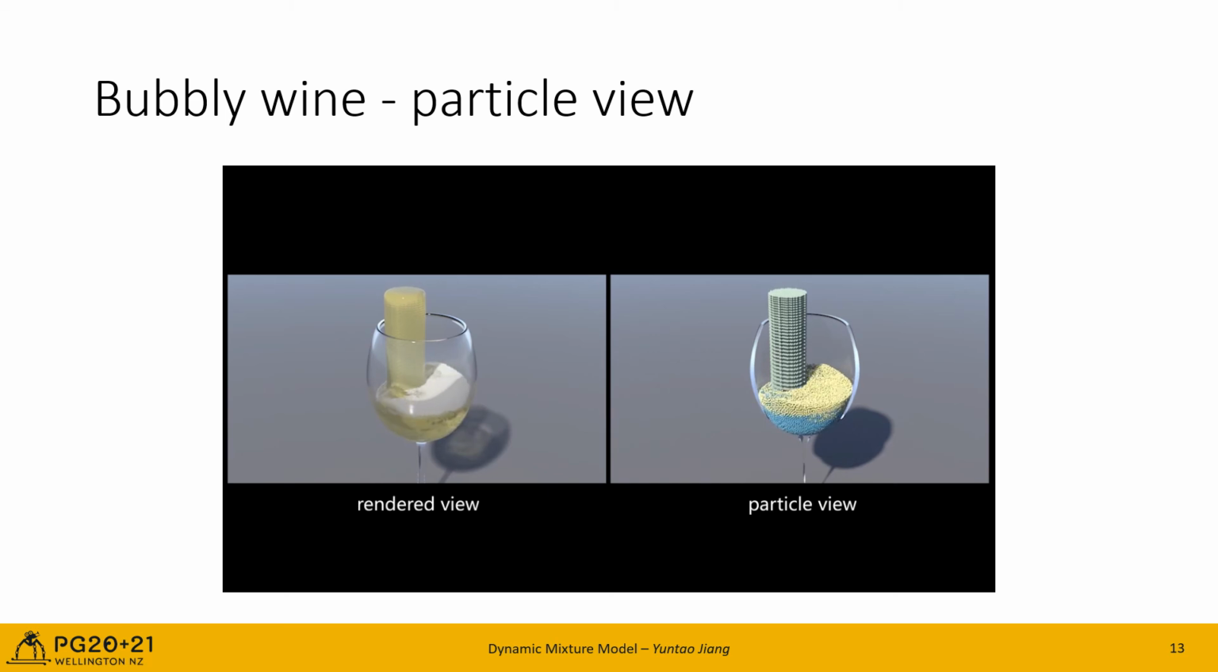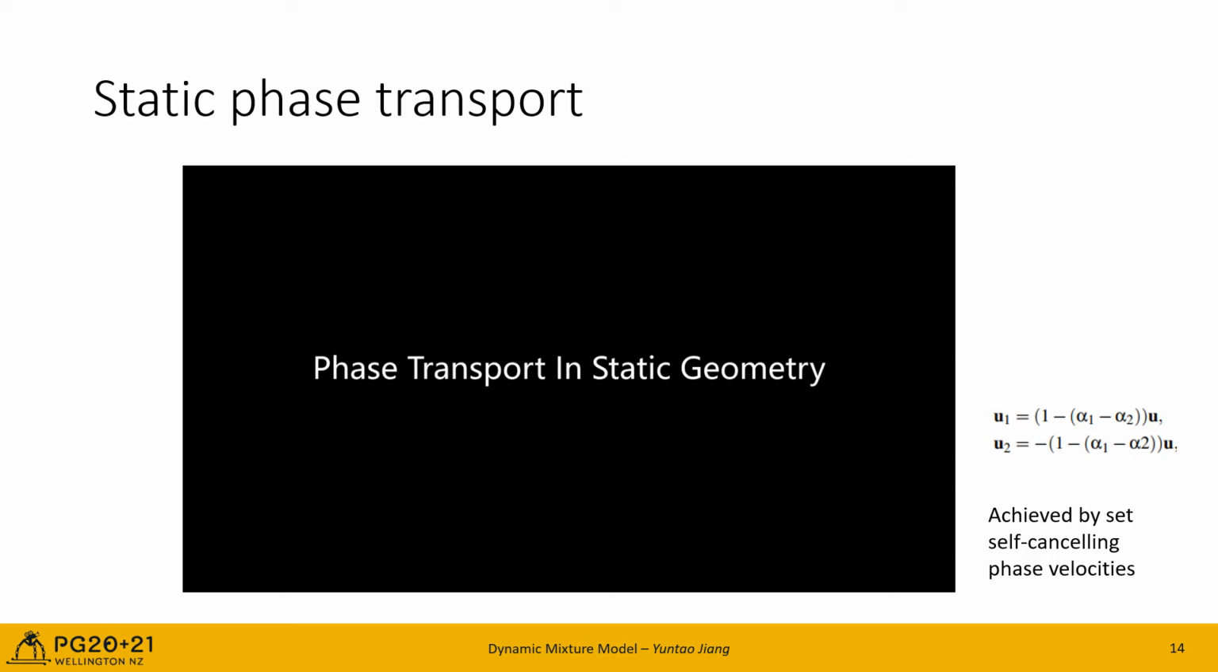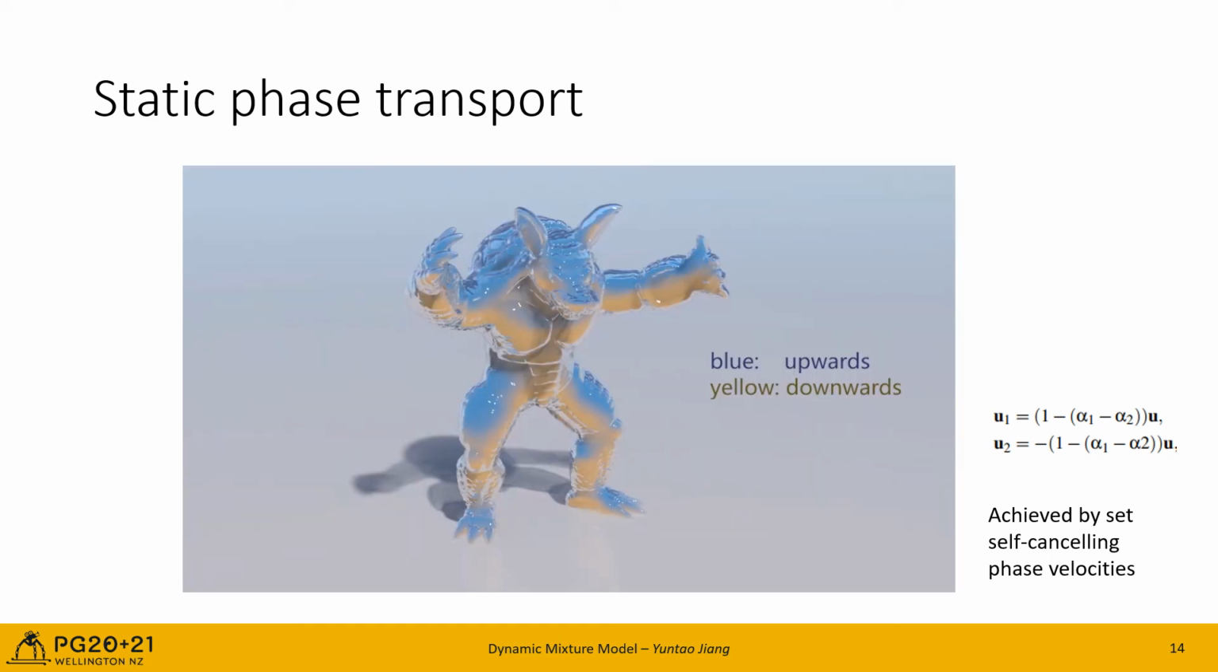Here we show the particle view of the bubbly wine. As we can see, the two phases separated rapidly. In this case, we use phase velocities that add up to zero mixture velocity to simulate phase transport in a static geometry object.